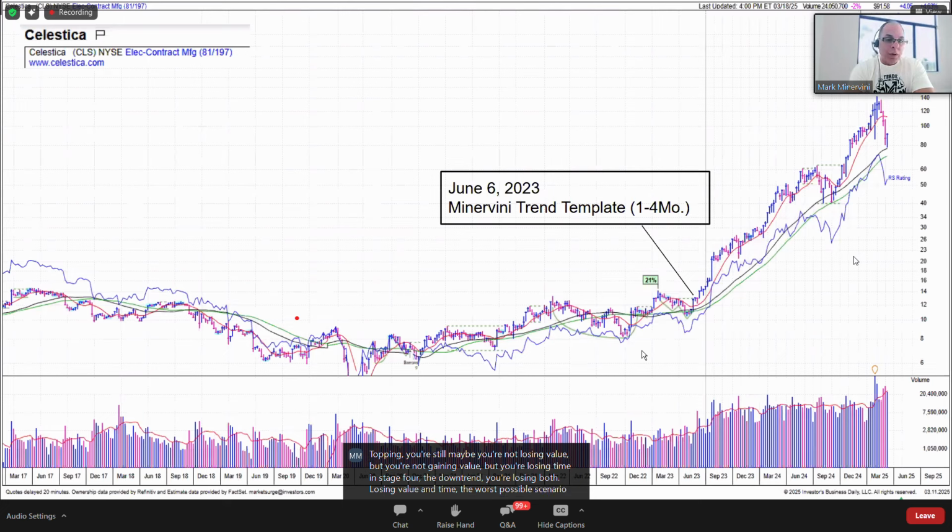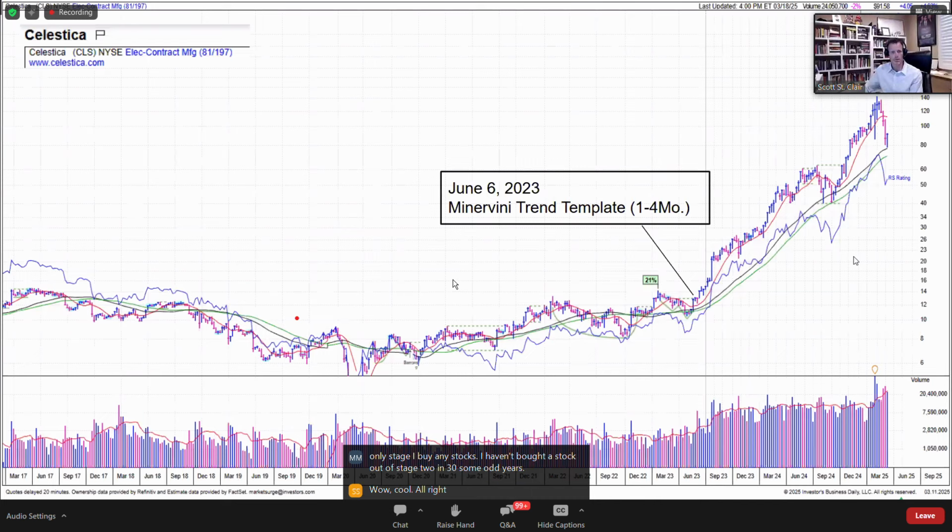So stage two is the only stage you want to be in because there you're gaining value and you're doing it as fast as you can. So you're compounding the money faster. That's why stage two is the only stage you ever want to be in. It's the only stage I buy any stocks. I haven't bought a stock out of stage two in 30 some odd years. Wow, cool. I love the way you put that with the different stages.